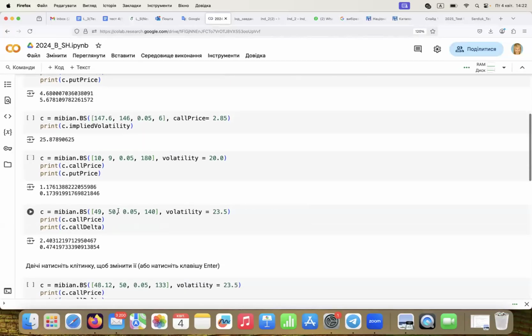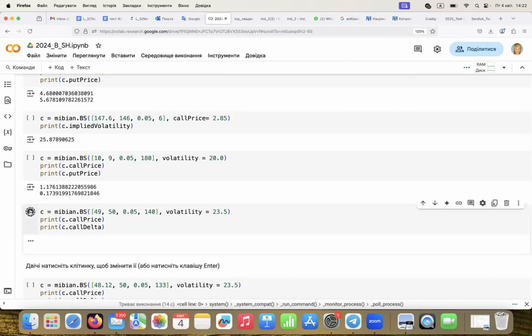Maybe it is this example. Yes, 49. It is 50. It is the strike price. It is the interest rate, and it is volatility. So we have that the theoretical call price is 2.4. Yes, but for the put option, the theoretical price of the premium is this.